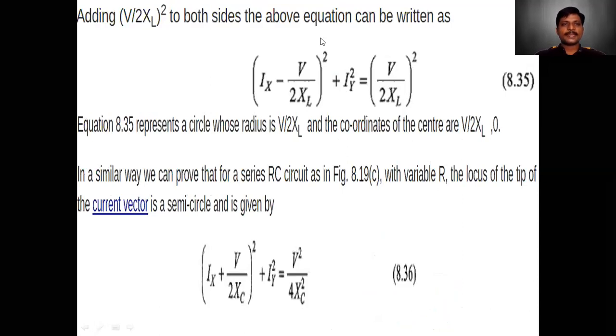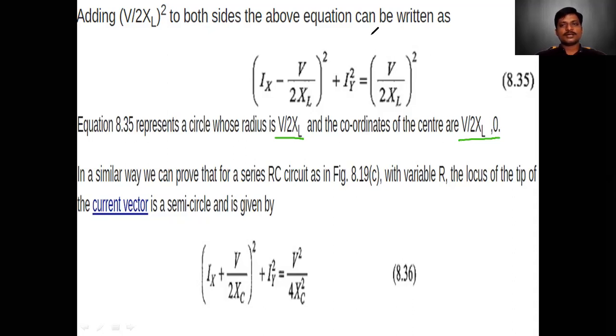Next, from the circle you can find the radius as well as the center. Radius is V by 2XL, and the center is V by 2XL comma 0. That will be the center from the diagram shown above.